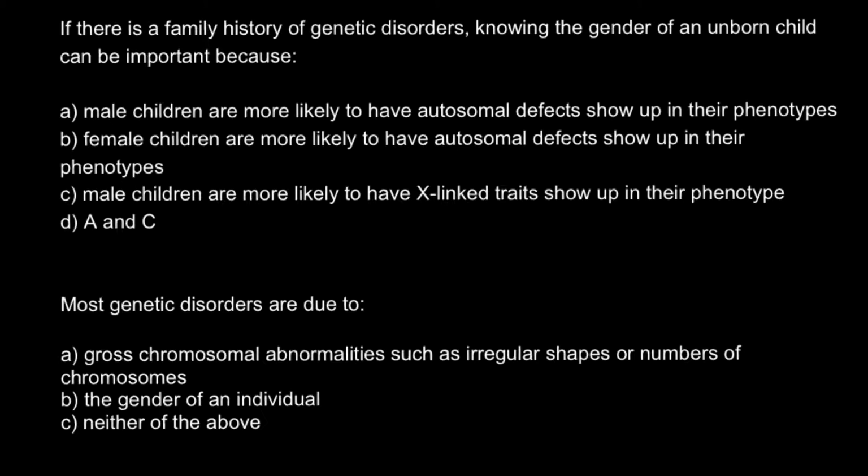If there is a family history of genetic disorders, knowing the gender of an unborn child can be important because, and here are the four answers to choose from. Answer A. Male children are more likely to have autosomal defects show up in their phenotypes. Answer B. Female children are more likely to have autosomal defects show up in their phenotypes. Answer C. Male children are more likely to have X-linked traits show up in their phenotype. And answer D, A and C.